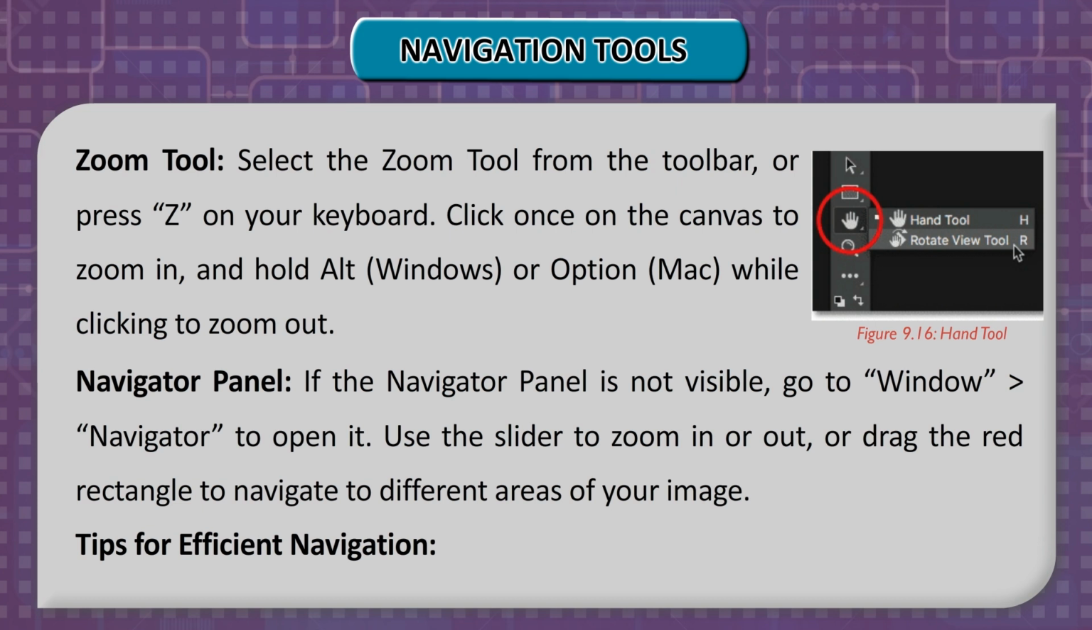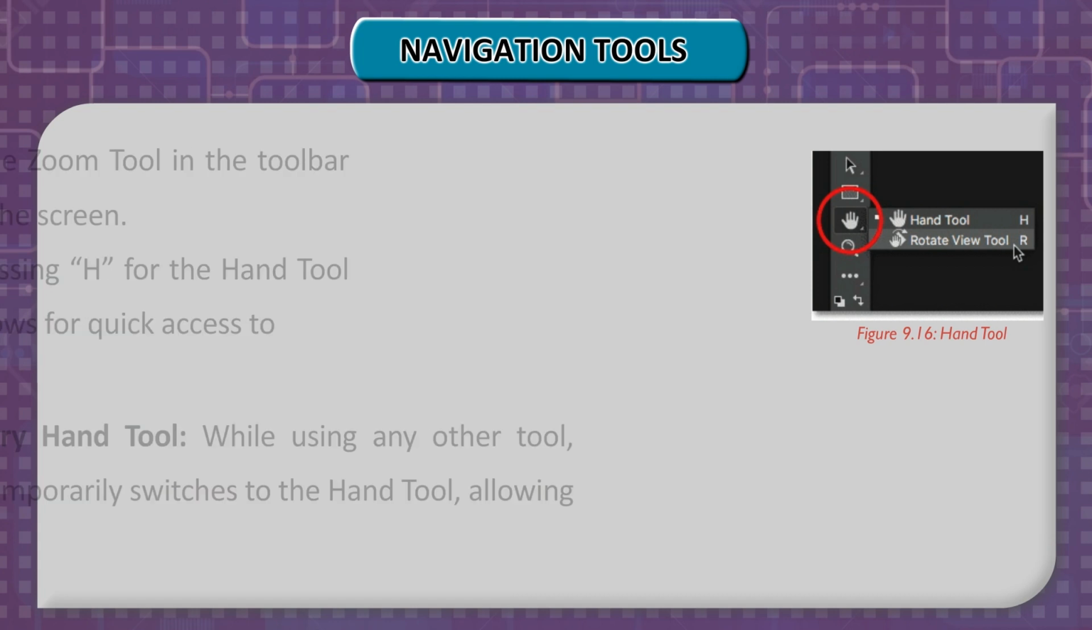Zoom tool. Select the zoom tool from the toolbar, or press Z on your keyboard. Click once on the canvas to zoom in, and hold Alt, Windows, or Option, Mac, while clicking to zoom out. Navigator panel. If the Navigator panel is not visible, go to Window greater than Navigator to open it. Use the slider to zoom in or out, or drag the red rectangle to navigate to different areas of your image. Tips for efficient navigation.